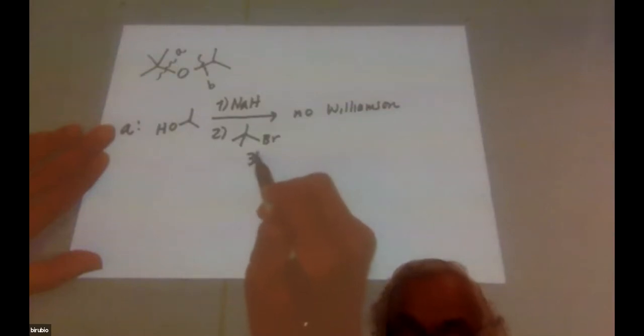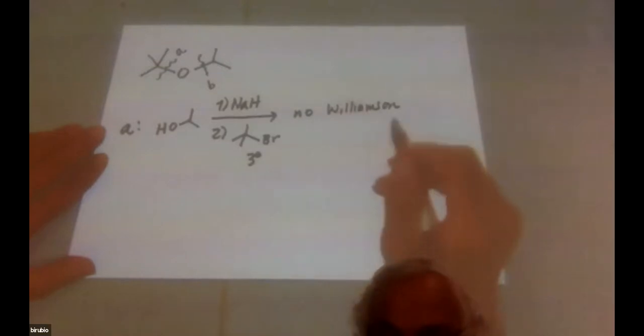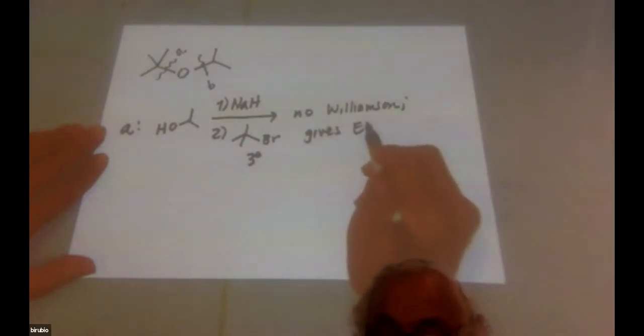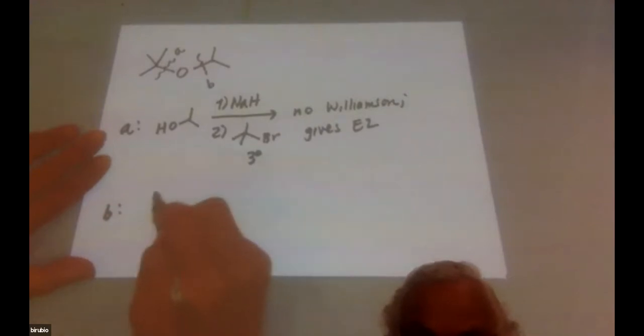Why? This guy is tertiary. We're going to get elimination. No Williamson, gives E2 elimination. Okay, so that's no good. What about B? Creating bond B.